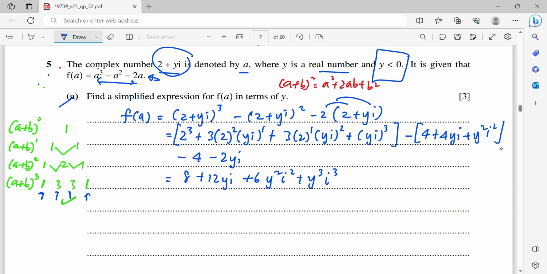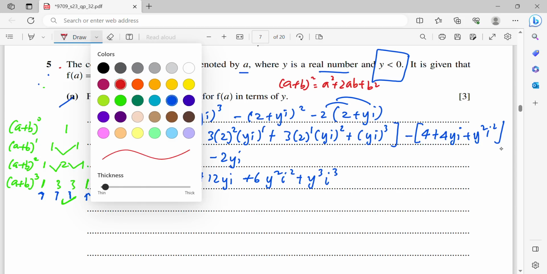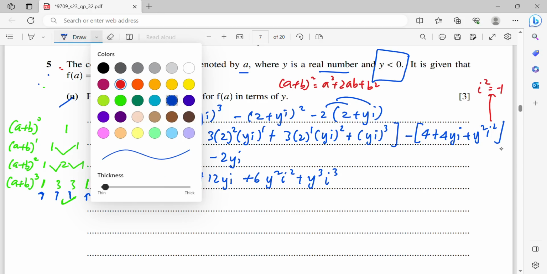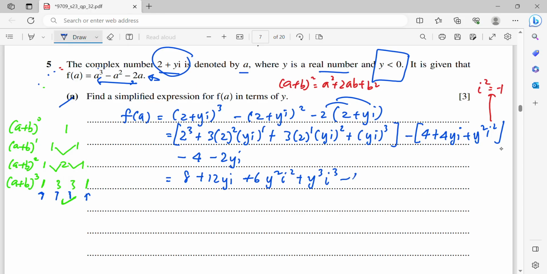Okay, and then from the second bracket, you have the i squared here. This i squared is basically minus 1. Alright, so then I will write minus 4. You bring in the minus, then it will be minus 4yi. Now since the i squared is minus 1, minus minus becomes plus y squared. Then minus 4 minus 2yi.